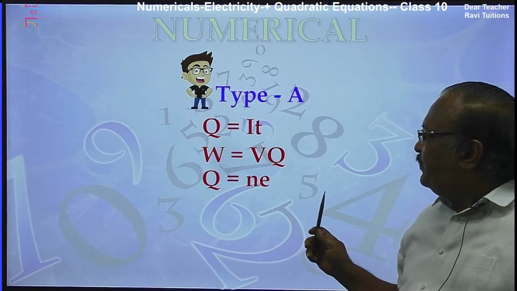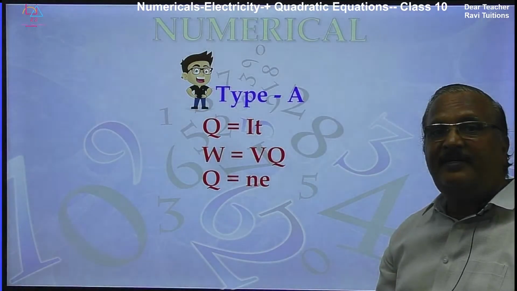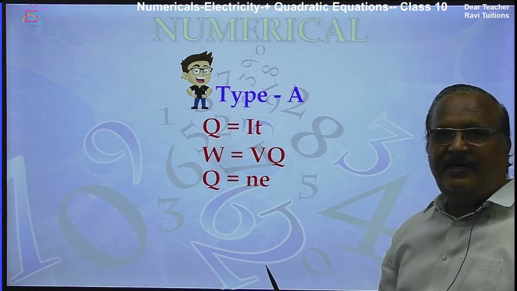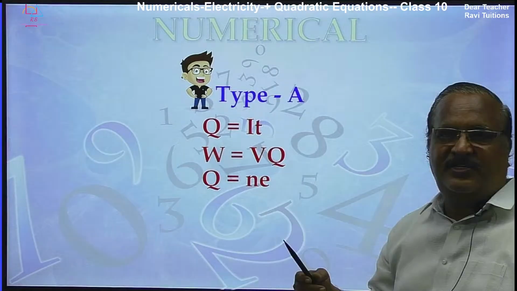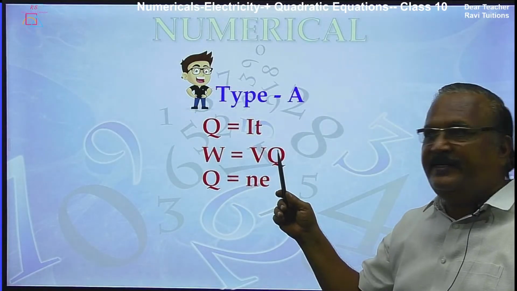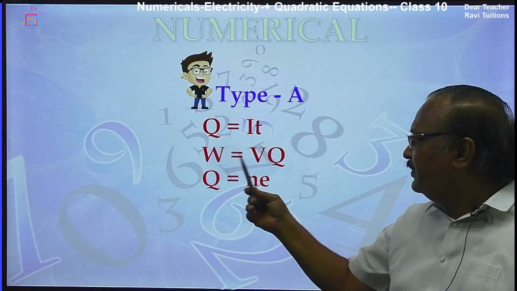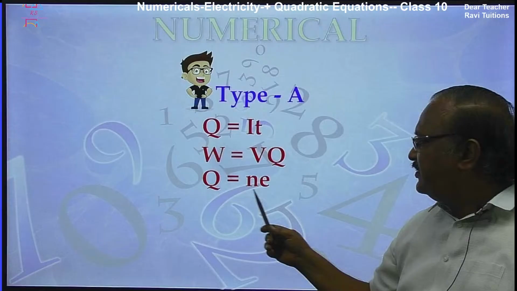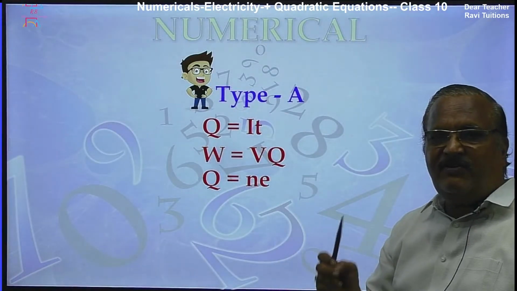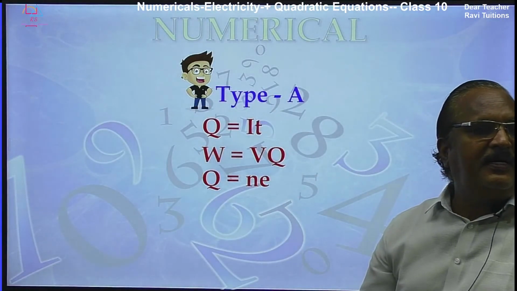So Q is equal to IT, I is equal to Q by T, the rate of the current definition. This is the basic concept of electricity of 10th class. The current is the rate of flow of charge, rate of moving charge. So I is equal to Q upon T. The same thing, Q is equal to IT. I is equal to Q upon T is the formula. Work done is equal to potential difference into charge. Charge is equal to NE, number of electrons into electron charge, negative charge. So these are the basic formulas of the first part of electricity. That's why we call them type A problems, right?